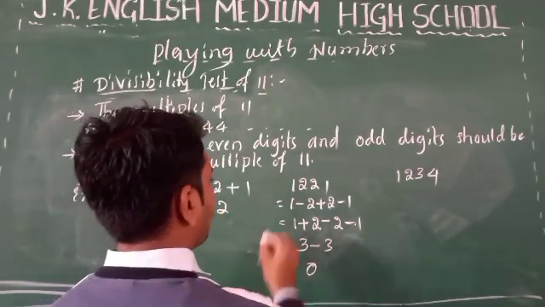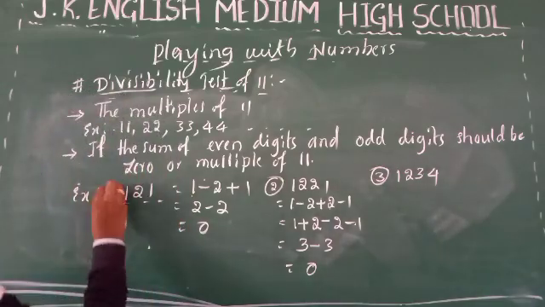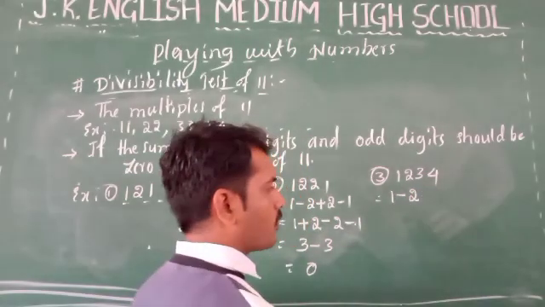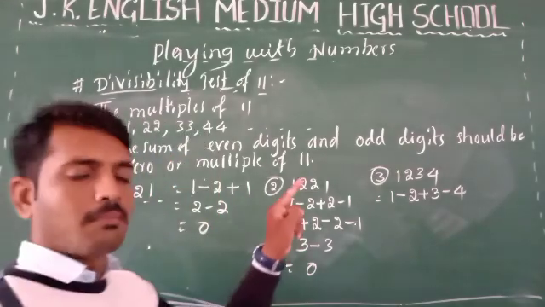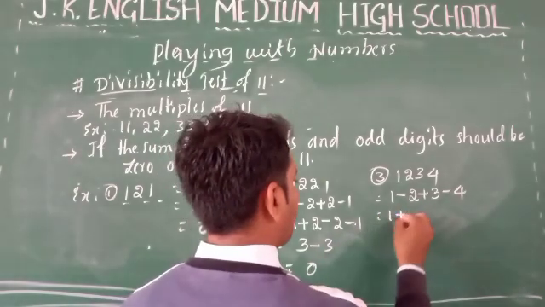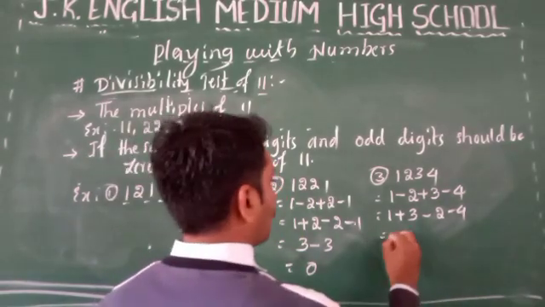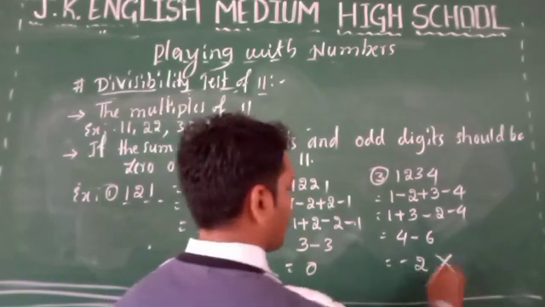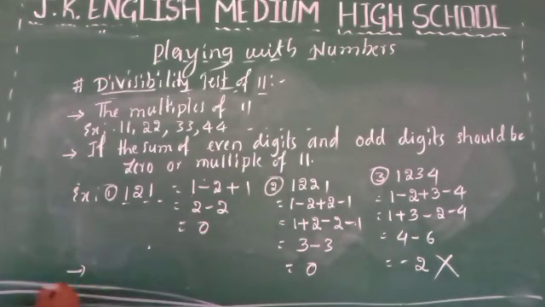This is example number 1, example number 2. Now the example number 3. Okay, how to take that? First, 1 minus 2. What we should write next? Plus 3 minus 4. 1 minus 2 plus 3 and minus 4. Later on, 1 plus 3 minus 2 and minus 4. 1 plus 3 is what? 4. Minus 2 minus 4 is minus 6. The answer is minus 2, not divisible by 11. So, next one.